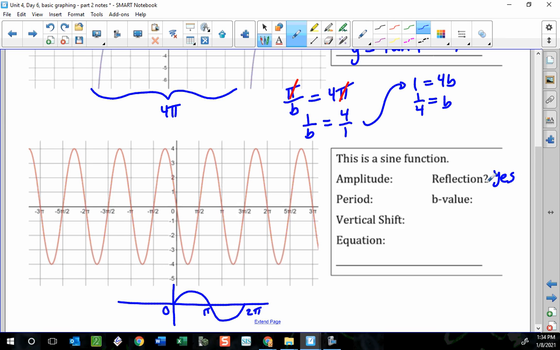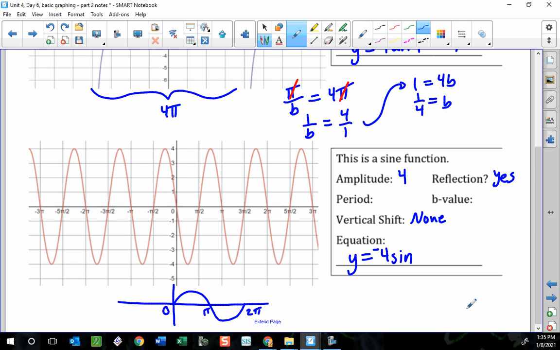So amplitude and my vertical shift. This graph is equally spaced. It goes 4, -4, so the center is at 0. So there has been no vertical shift. But my amplitude is 4. Okay, so I can start building an equation. It's sine, the amplitude is 4, so 4 sine. I'm going to leave the period part blank, and there's been no vertical shift. Oh, but it's a reflection, so I need a negative.